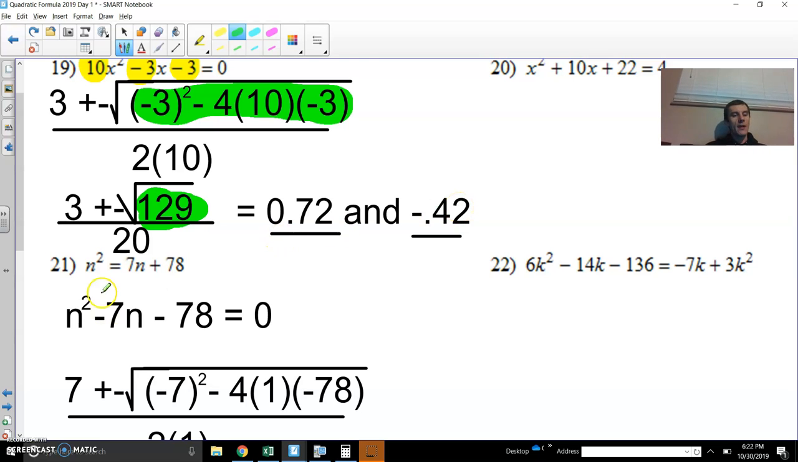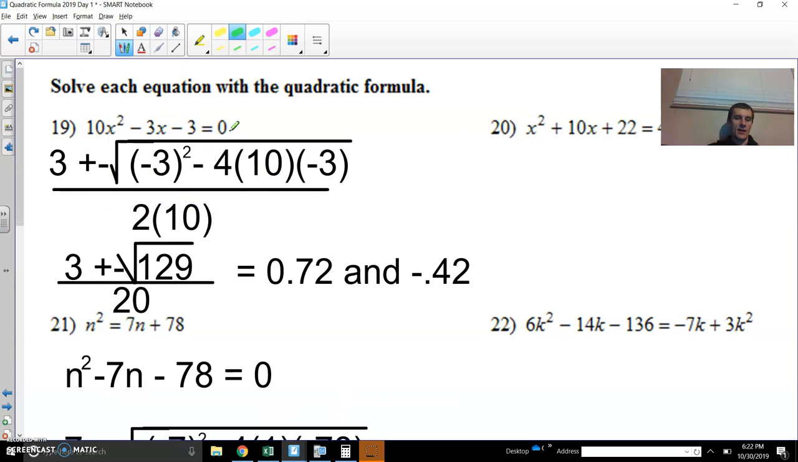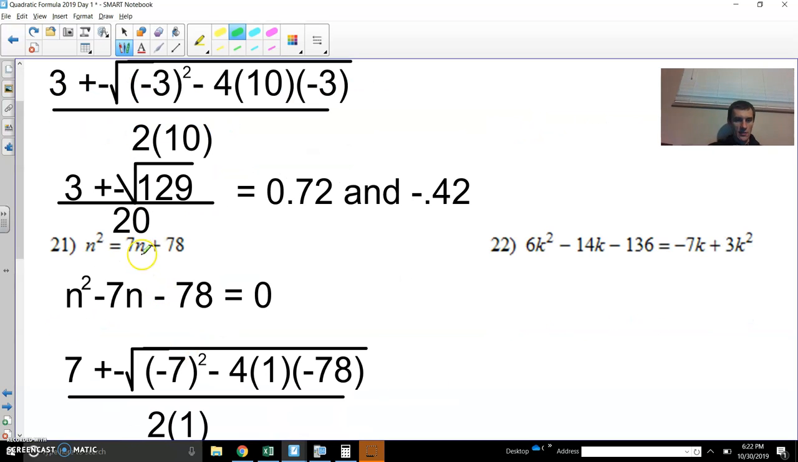In 21, it's not the same as number 19 in the sense that you do not have equal 0 yet. So that's the first thing that I would tell everybody we got to achieve. So I would start by subtracting 7n over, subtracting 78 over, and that would allow us to have equal 0.